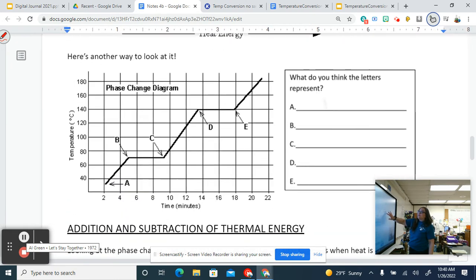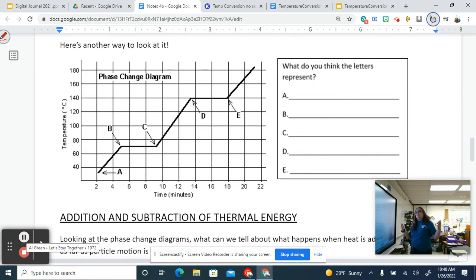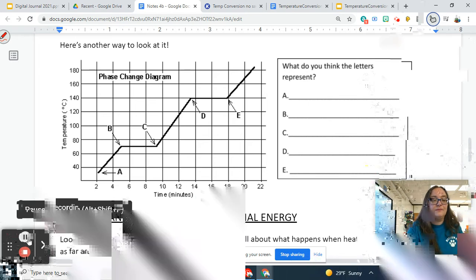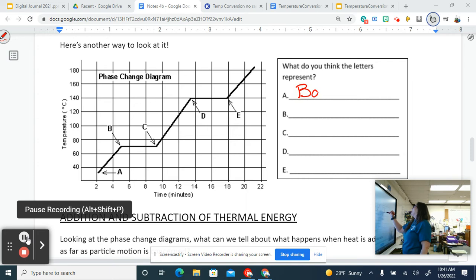Here's another way to look at the same thing. So again, I want you to take a minute, pause, and see if you can figure it out, and then come back and check your answer. Okay, so A is just the baseline. It's just the starting temperature of the object. That's the temperature of the thing when it's a solid.